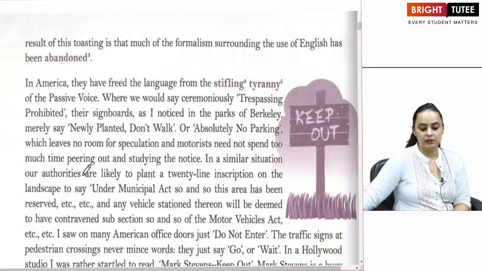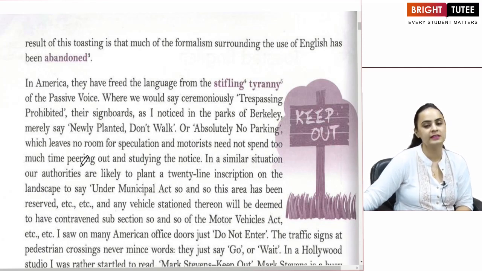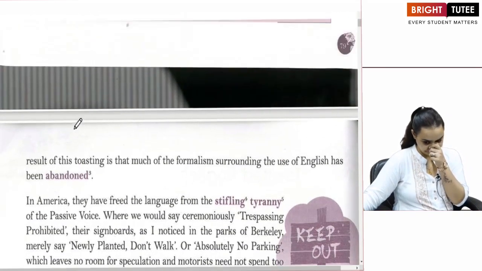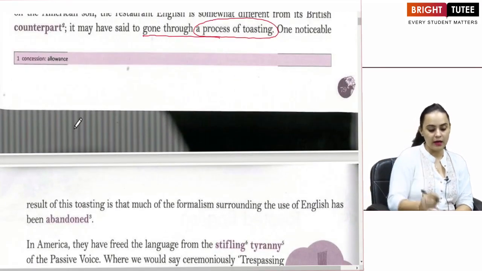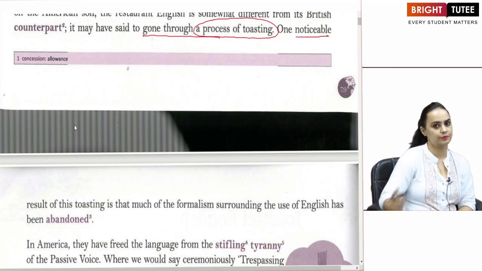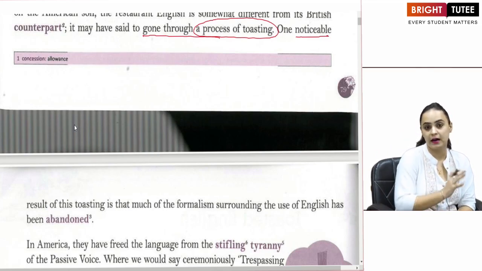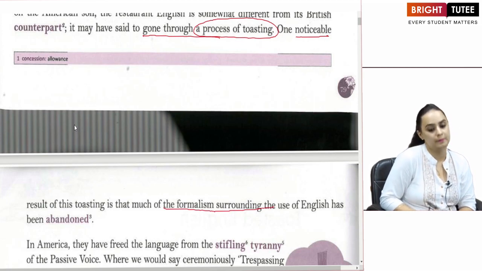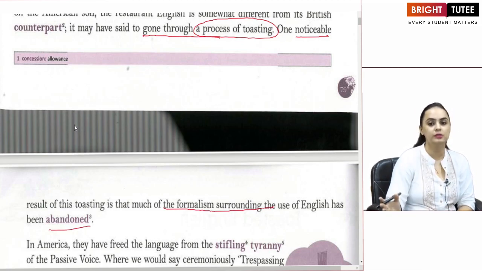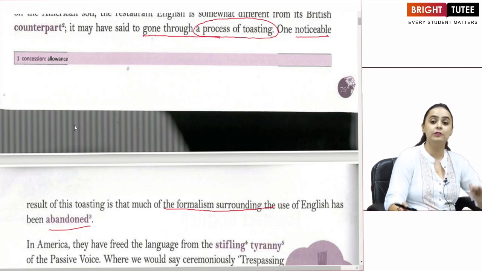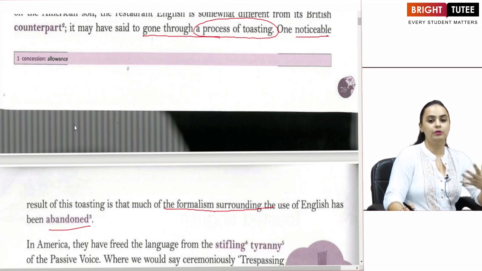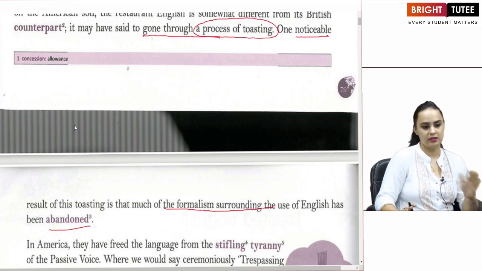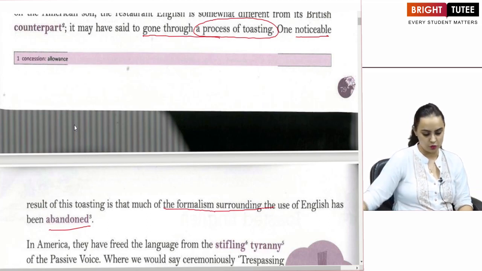One noticeable result of this toasting is that much of the formalism surrounding the use of English has been abandoned. R.K. Narayan says that one change that we can clearly notice in the English used by the Americans is that much of the formalism surrounding the use of it has been abandoned. Abandoned, it has been removed, stopped using. So the people have stopped using the formal type of the language. They've made it very simple. There is no formalism in the language at all.